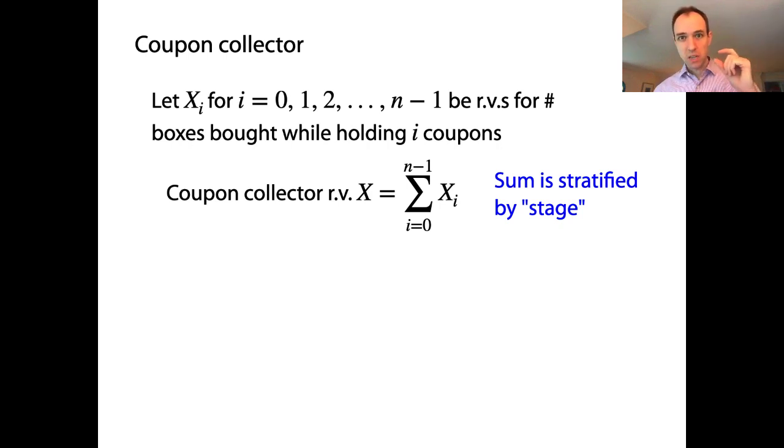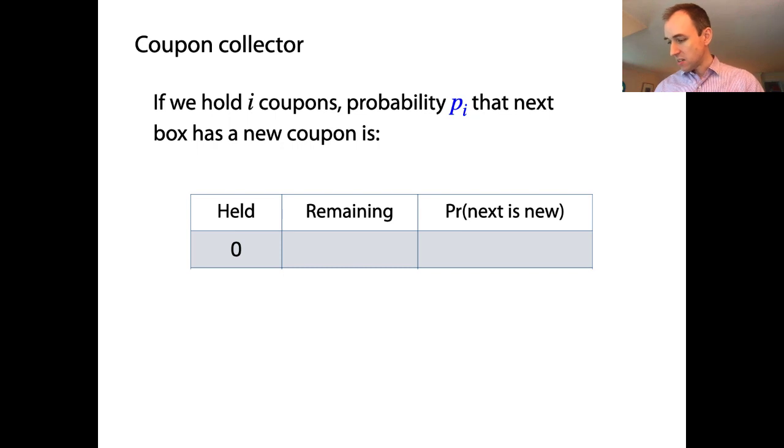So now let's think about those X sub i's, and can we write down the expected number of boxes in each of the X sub i's? This is now a little bit easier because what's happening within each of the X sub i's is a bit like a Bernoulli, a bit like a geometric random variable. So let's think about the stages. If I already hold i coupons, which could be 0, but could be all the way up to n minus 1 coupons, what's the probability that the next box has a new coupon?